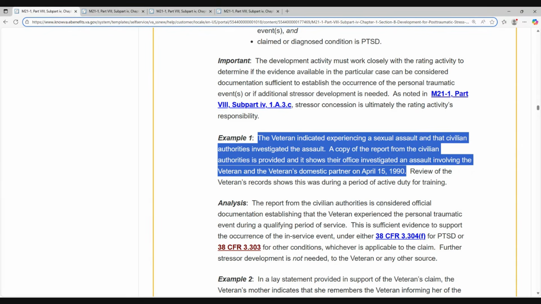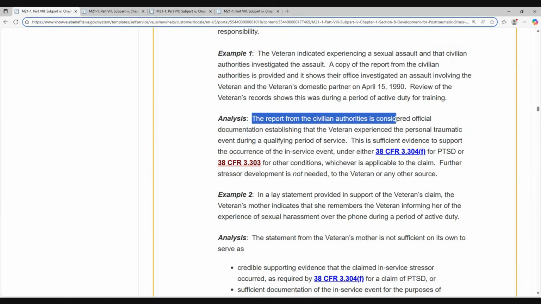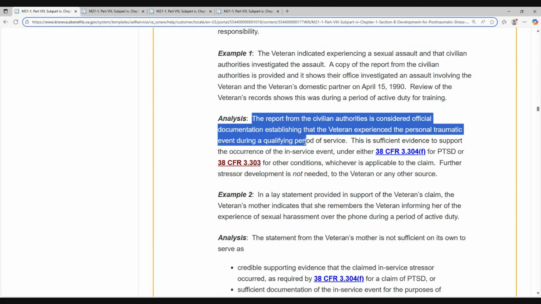It's the fact that the stressor happened, not the originating, I guess, affiliation of the originating person. So they didn't have to be a service member in order for this to be counted as legitimate. I shouldn't have to say that, but I feel like I should. So what happens is the report from the civilian authorities is considered official documentation establishing the veteran experienced the personal traumatic event during a qualifying period of service. Now, yeah, this could be domestic partner, this could be anything.